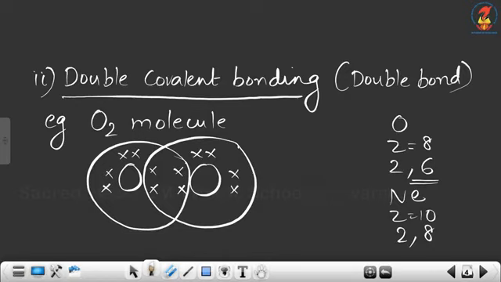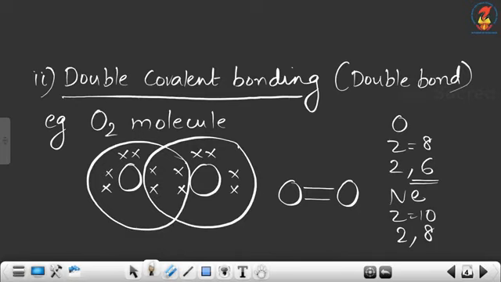Now look at the central portion and let's see how many electron pairs are shared. How many electron pairs? 2 pairs, 4 electrons are shared. So how can we write it? Joining the first pair, one bond. Joining the second pair, we put the second bond. So it is O double bond O.